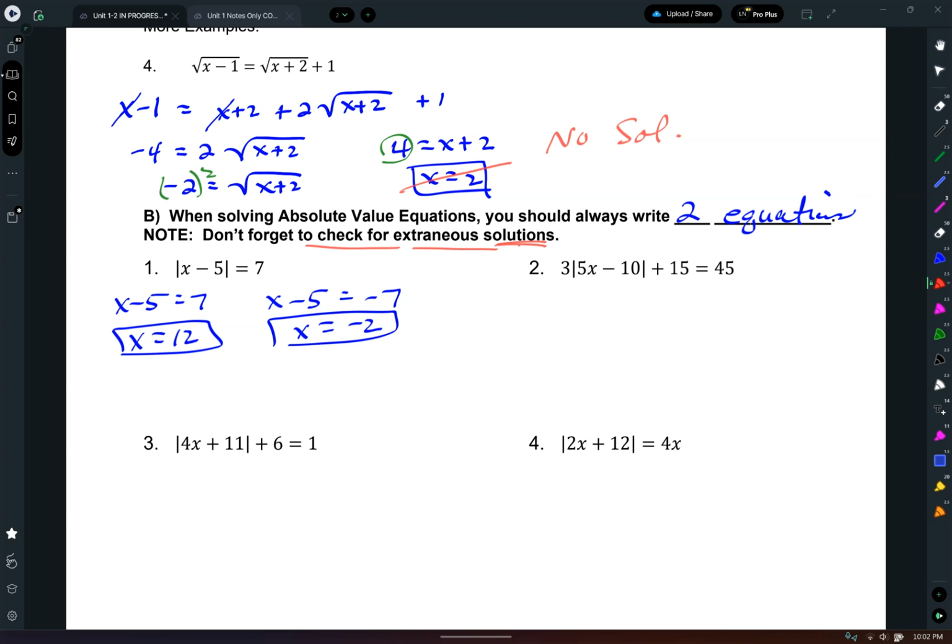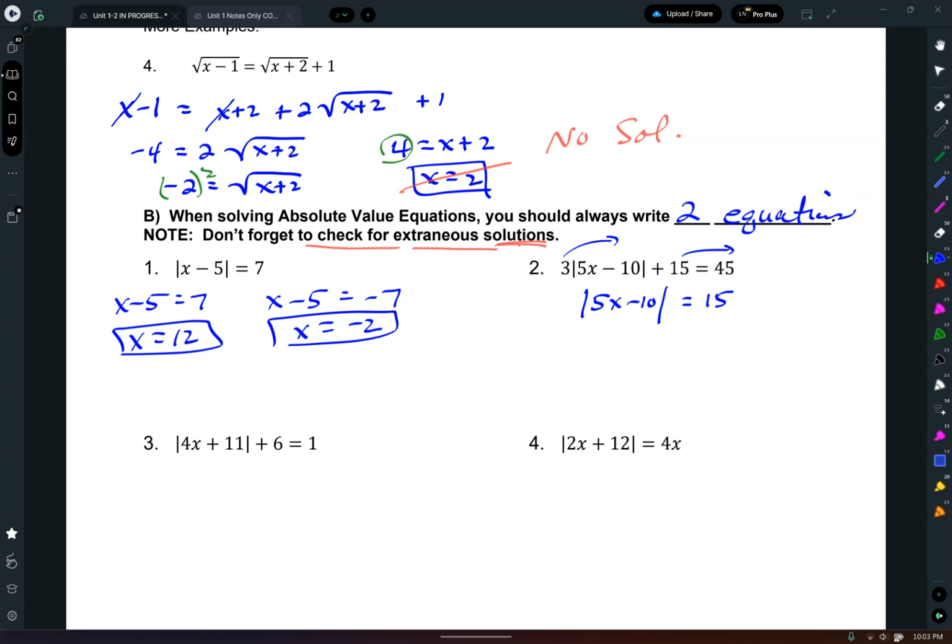Okay, so let's go to number 2. Remember, before you can write your two equations, you have to get the absolute value by itself. So I'm going to subtract 15 and get 30. And then I'm going to divide by 2 and get 15. So I have the absolute value of 5x minus 10 equals 15.